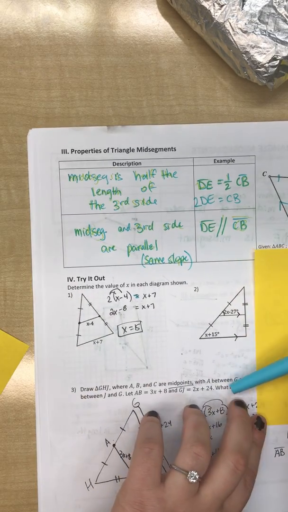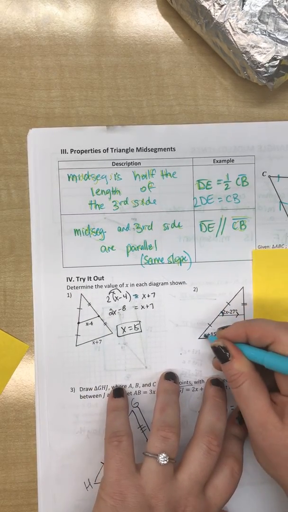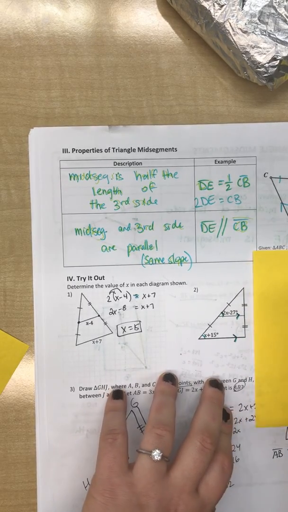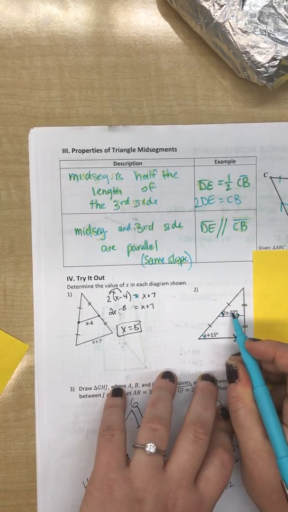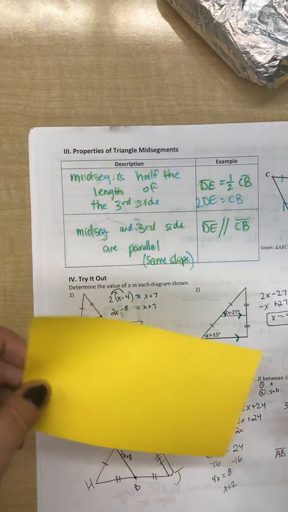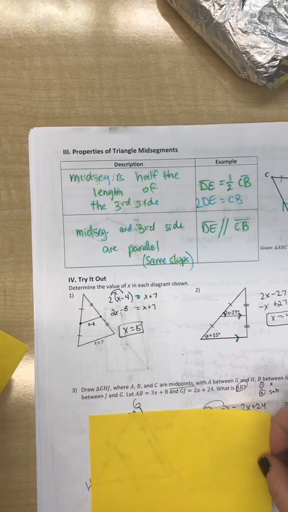Then over here, you have 2 corresponding angles. You know that because the sides are parallel. And so you can say that 2x minus 27 equals x plus 15 because you know about corresponding angles.